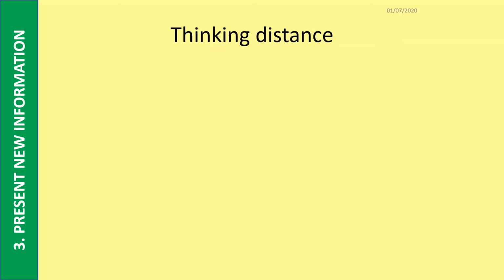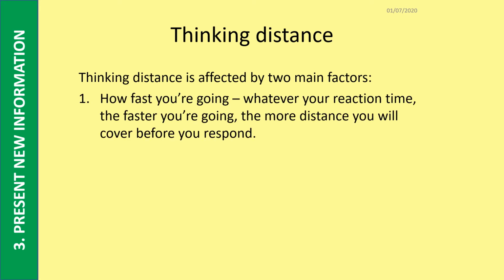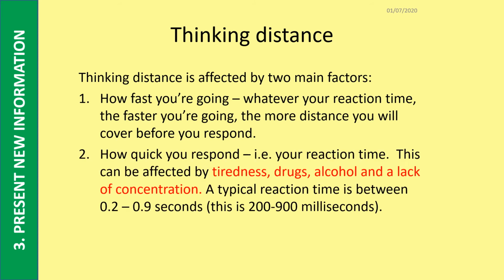Your thinking distance is affected by two main factors. The first one, quite obviously, is your speed. When you react to an obstruction, the faster you're going, the more distance you're going to have covered in the time it takes you to react. So the first factor is how fast you're going. The second factor that you need to understand is your reaction time.